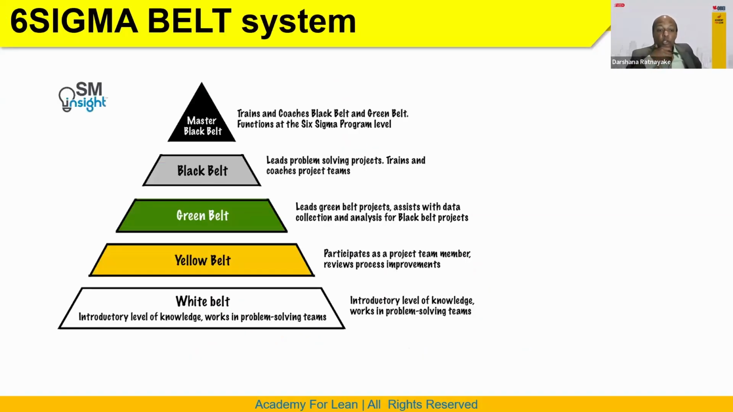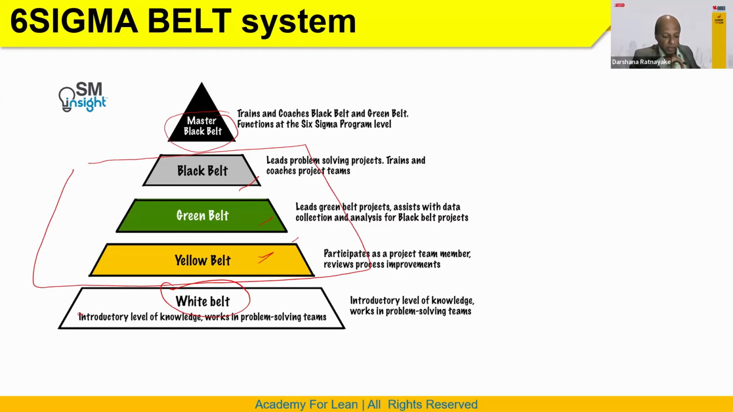And Six Sigma also has belts. In lean, you have white, yellow, green, and black belts. In Six Sigma, you will see a white belt through to a master black belt. This is the belt system in Six Sigma. But in lean, you will see only these 3 levels. So that is one difference between the Six Sigma path and the lean path.